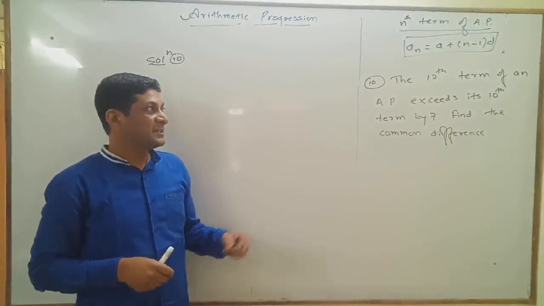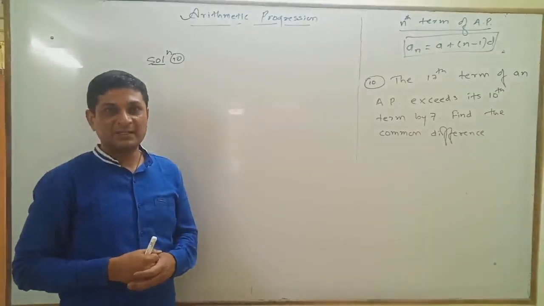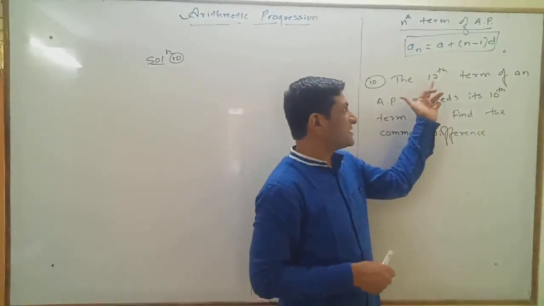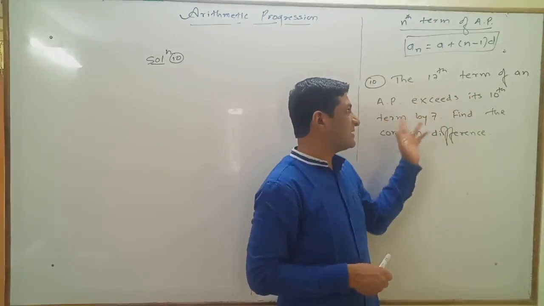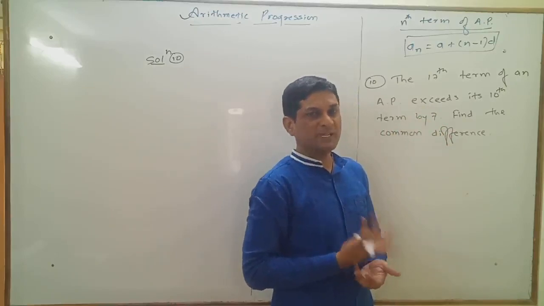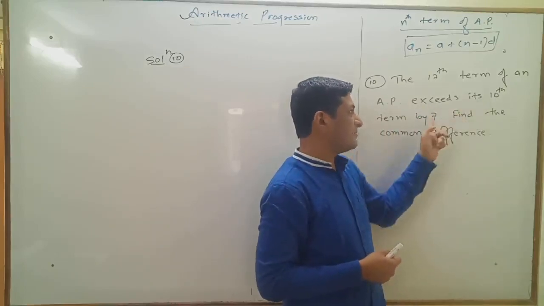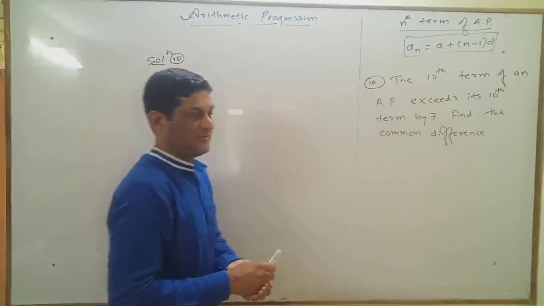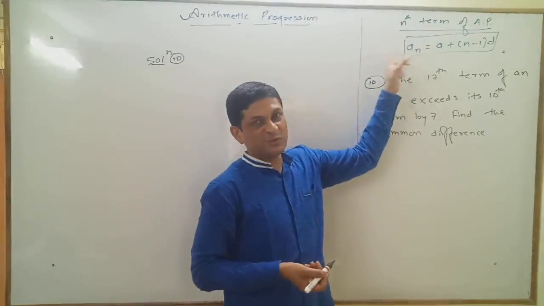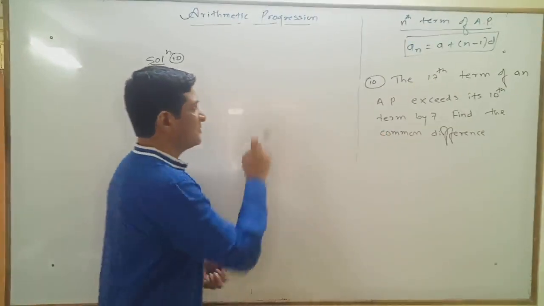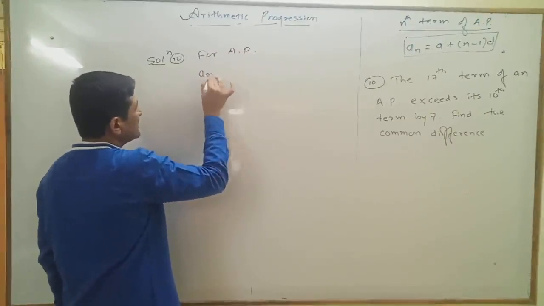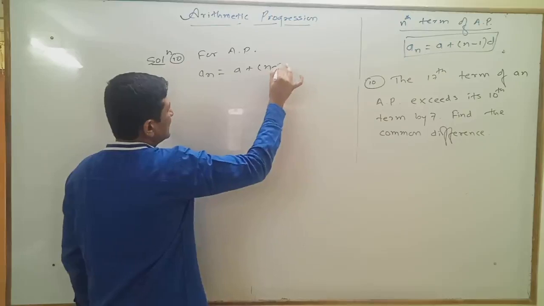Now we are solving example number 10. In this example, it is given to us that the 17th term of an AP exceeds the 10th term by 7. 17th term exceeds means what? To be greater than the 10th term by 7. Using this we have to find the common difference. Since the 17th term, A17, is given to us, we have to apply this formula. So first write down the given formula. For an arithmetic progression, An is given as A plus n minus 1 into D.